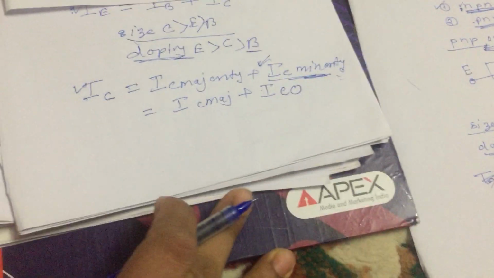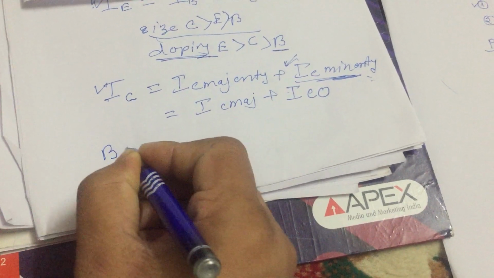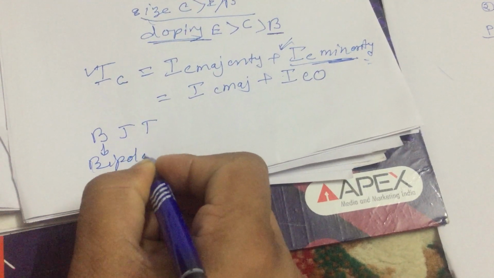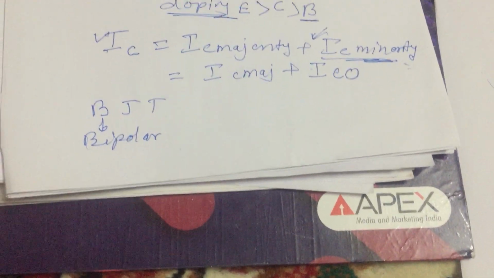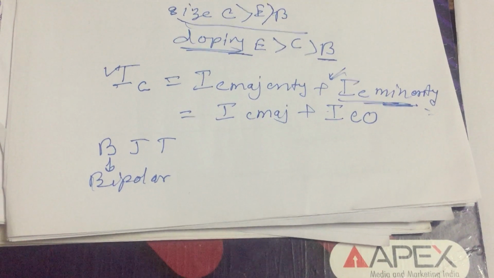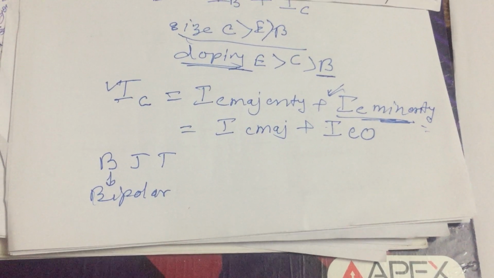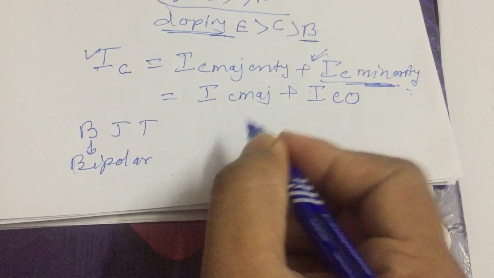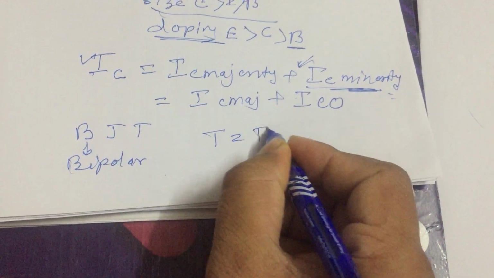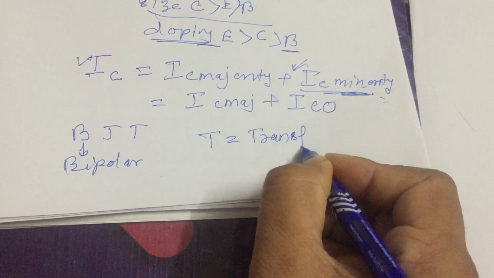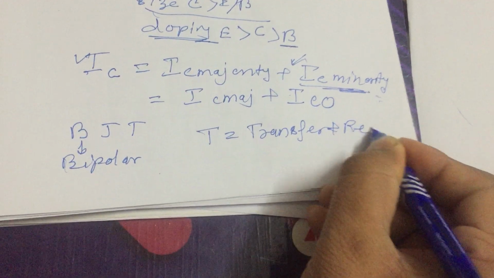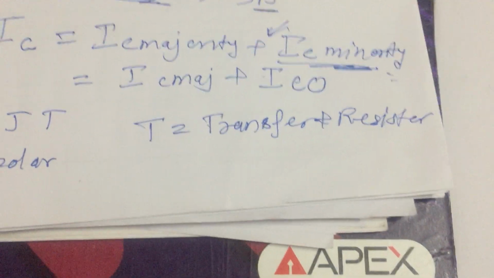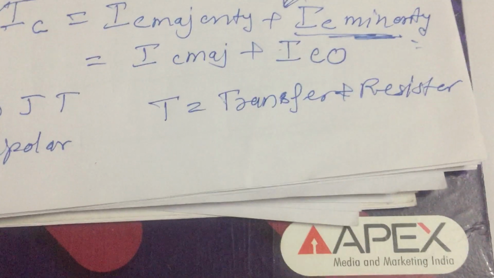Now very important terms: why is it known as a bipolar junction transistor? Bipolar means there are two polarities. Here, both majority and minority carriers are able to participate in current conduction. So that is why it is known as bipolar. And second is transistor. Transistor comes from transfer plus resistor. So the word transistor comes from transfer plus resistor.